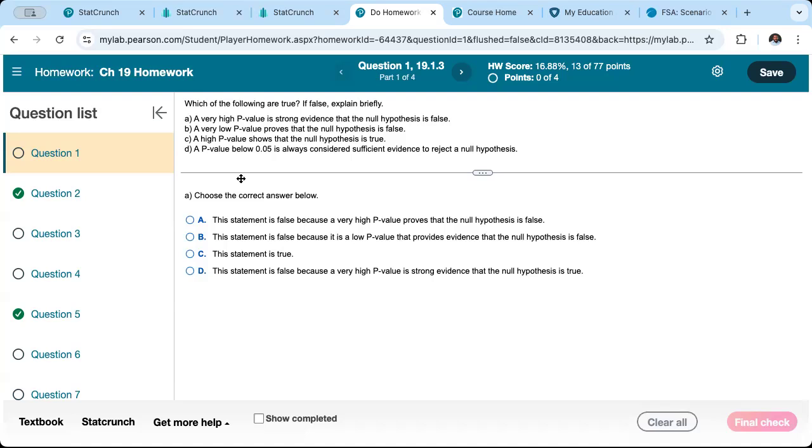So it's not when the p-value is high. Is that clear? That statement is easily seen to be false because we know that it is a low p-value that is a strong evidence that the null hypothesis is false. So the statement is false because it is a low p-value that provides the evidence that the null hypothesis is false.